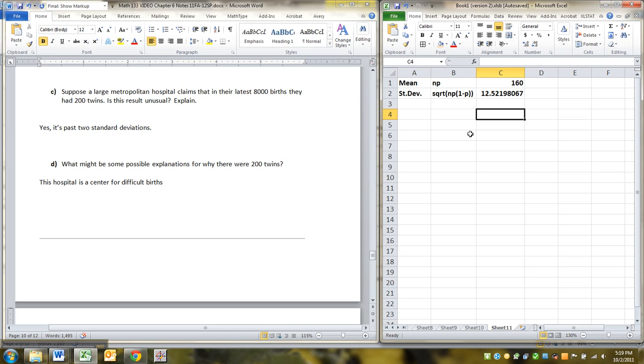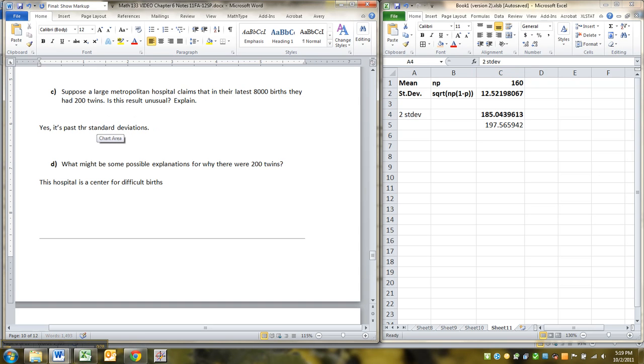It just occurred to me, maybe you don't believe me. So I just wanted to show you the mean plus 2 times the standard deviation would be 185. So that's 2 standard deviations. You know what? For fun, let's do 3. The mean plus 3 times standard deviation. There. So actually, it's past 3 standard deviations.